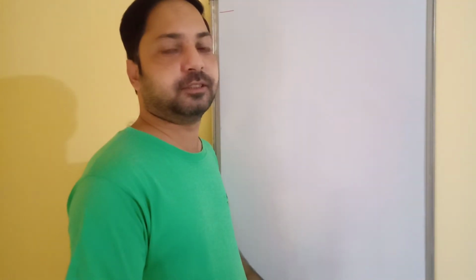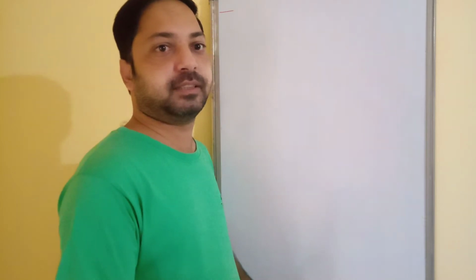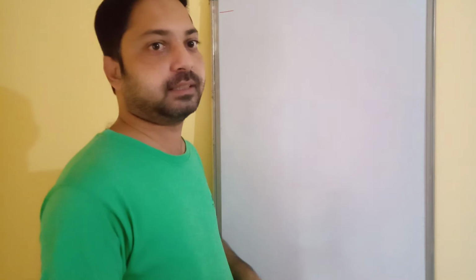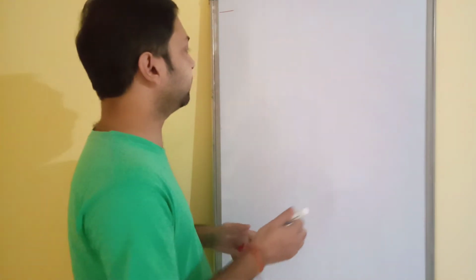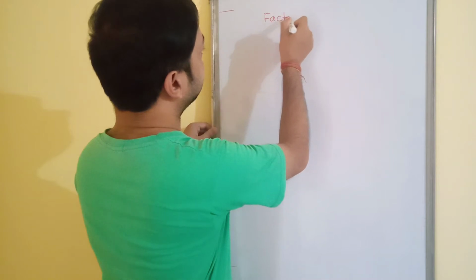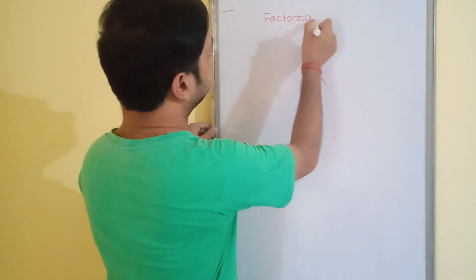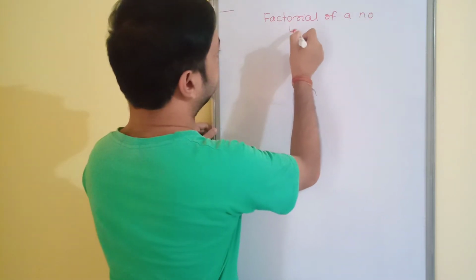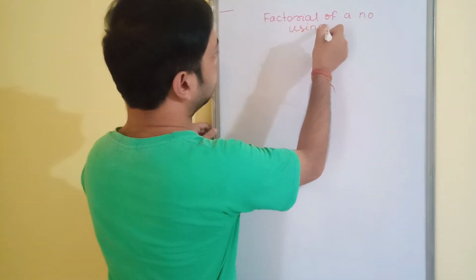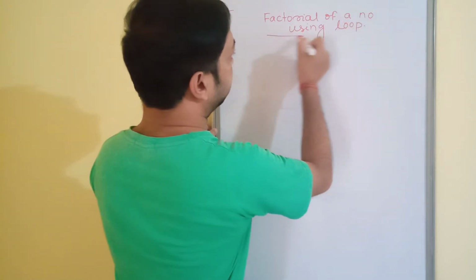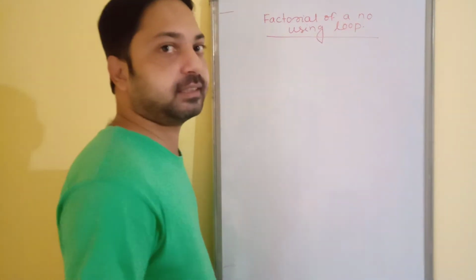So in today's video I am going to explain a very simple fundamental program in C programming, that is factorial of a number in C programming, factorial of a number using loop. So first let us try to know what we mean by factorial of a number.